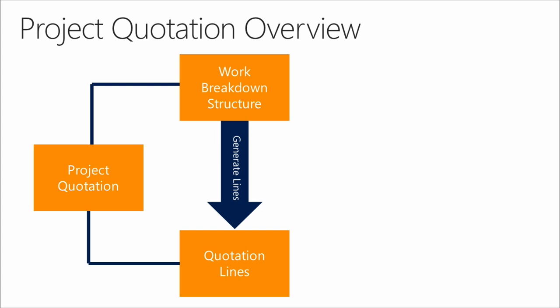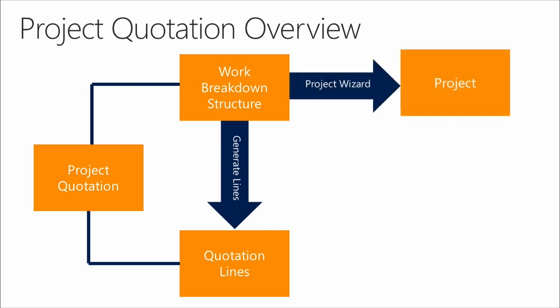In some cases, let me just back up. In some cases, this work breakdown structure directly generates the quotation lines. This is in the case that you want the customer to see the details of your plan. So that's a process that we'll look at in the next demonstration. Finally, once we're done, you can use the project wizard to take the work breakdown structure and all of the associated estimations and transfer this over into project for execution.